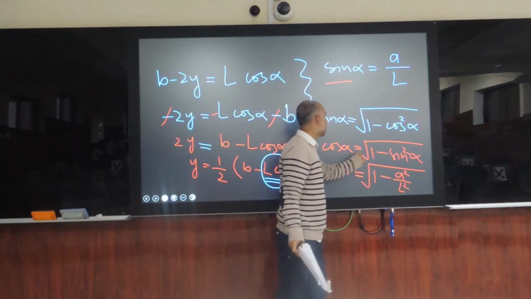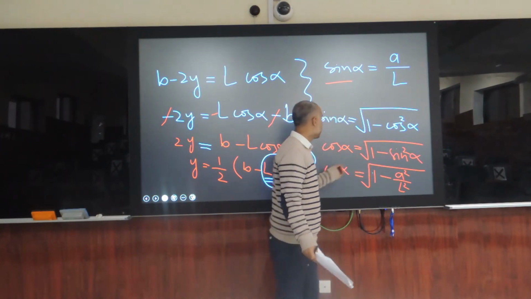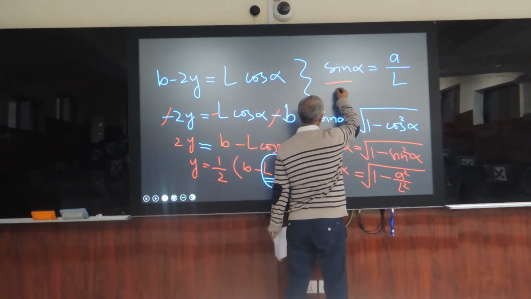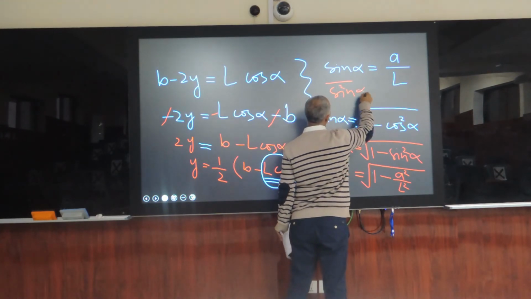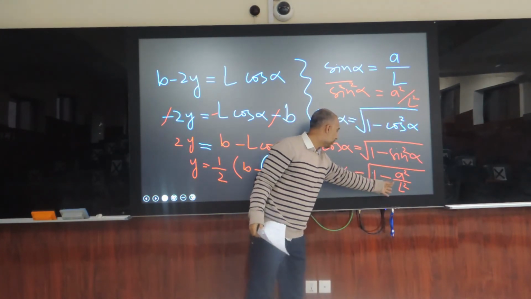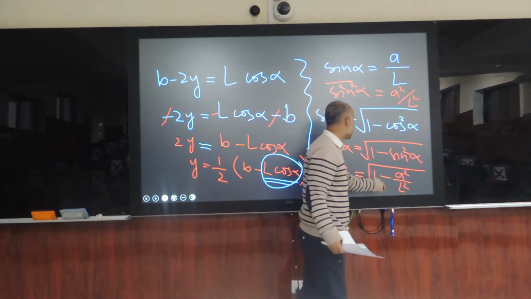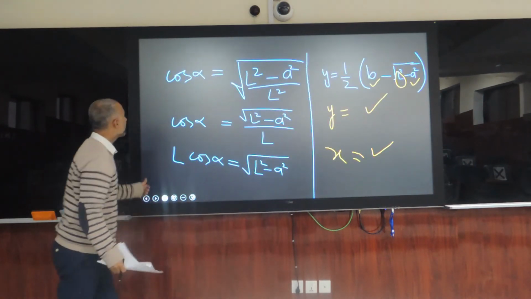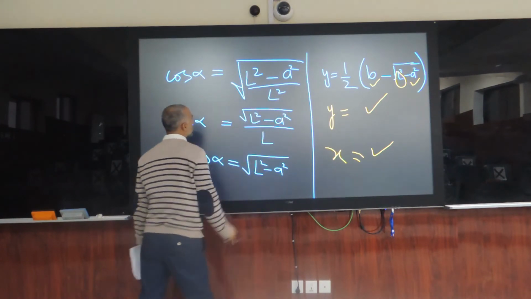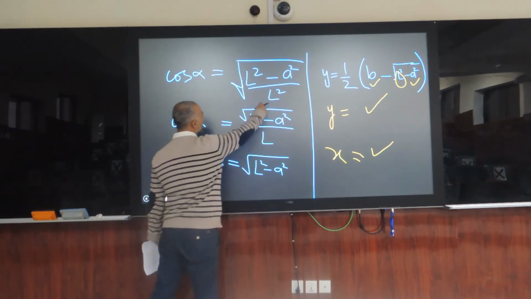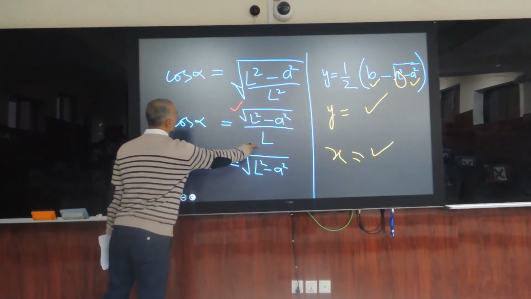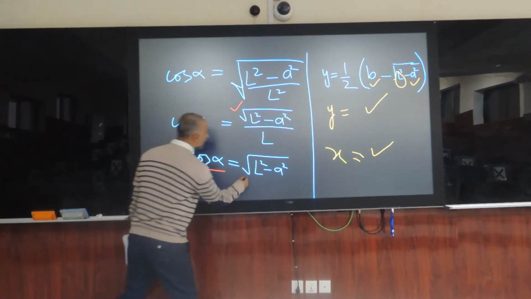So we can also write cos alpha equivalent to the square root of 1 minus sin square alpha. By taking the square of sin alpha, here we will have a square over L square. By substituting this value of sin square alpha in this equation, we will have cos alpha equivalent to the square root of 1 minus a square over L square. By further simplification, taking the LCM, we will have L square minus a square over L square. By getting rid of this square root in the denominator, we will have L, and we can keep the numerator as it is. By cross multiplying, we will have L cos alpha, which is equivalent to this one.